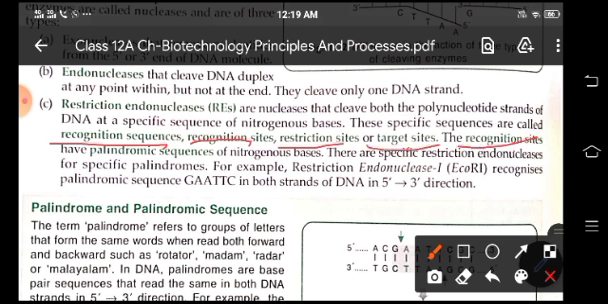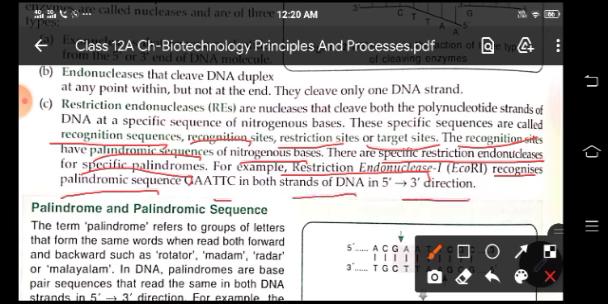The recognition sites have palindromic sequences of nitrogenous bases. There are specific restriction endonucleases for specific palindromes. For example, restriction endonuclease EcoRI recognizes the palindromic sequence GAATTC in both strands of DNA in the 5' to 3' direction.